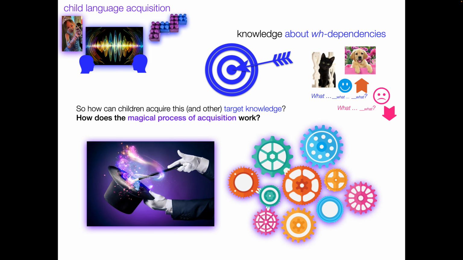So, question then, how can children acquire this and other target knowledge, of which of course there is much in language? How does the magical process of acquisition work?